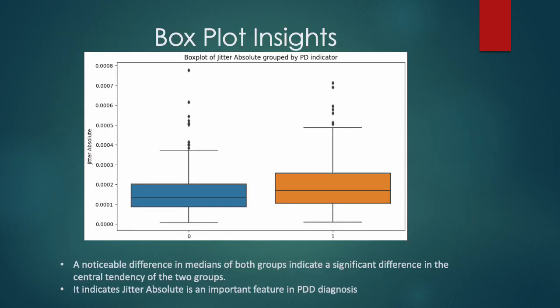Moreover, we have plotted a box plot of jitter absolute grouped by PD indicator to gain valuable insights on our data. A noticeable difference in the medians of both groups indicates a significant difference in the central tendency of the two groups. Since there's a clear difference between the two groups, it strengthens the argument that jitter absolute is a salient feature for distinguishing individuals who have Parkinson's disease from those without. It indicates that jitter absolute is an important feature for PD diagnosis.